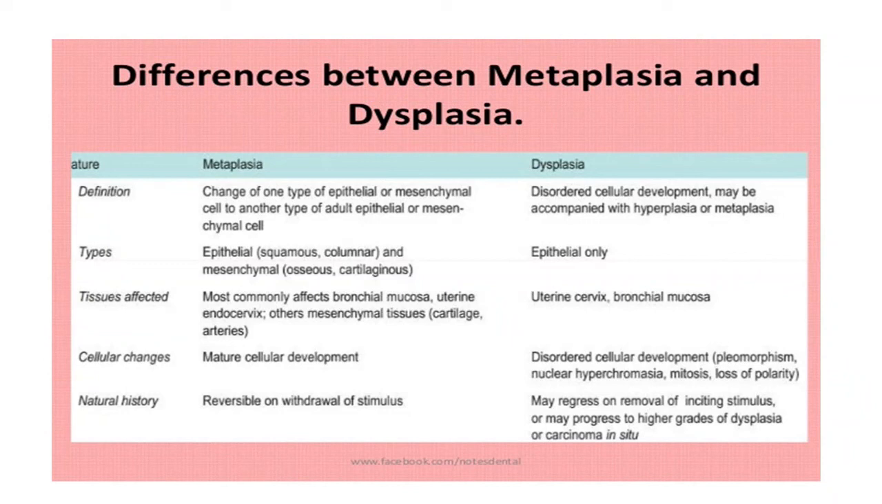With natural history, in metaplasia, it is reversible on withdrawal of stimulus. If you withdraw the excessive stress, if you stop smoking, there's a possibility of those squamous cells coming back to columnar epithelium. But with dysplasia, it may regress on removal of the inciting stimulus or may progress to higher grades of dysplasia or carcinoma in situ. Sometimes they may regress, sometimes they may even lead into cancer.